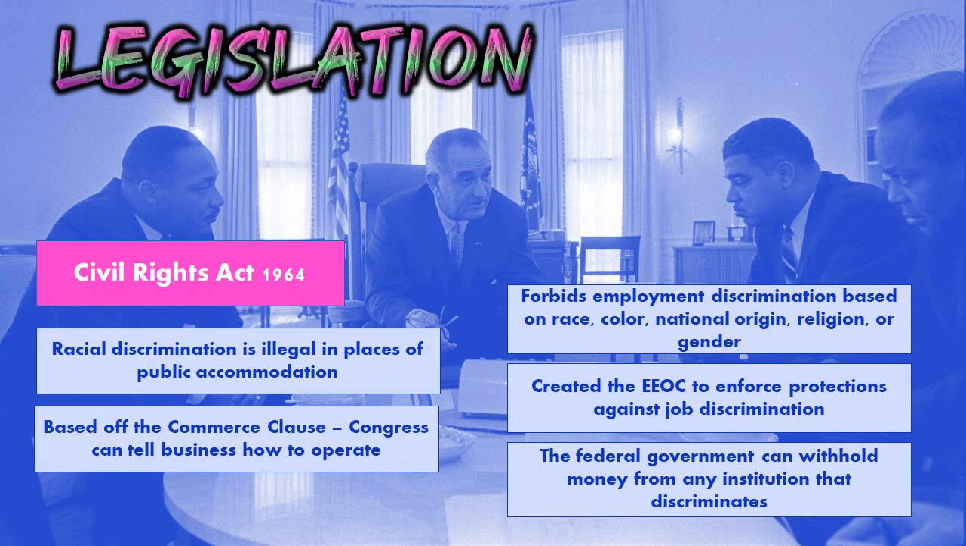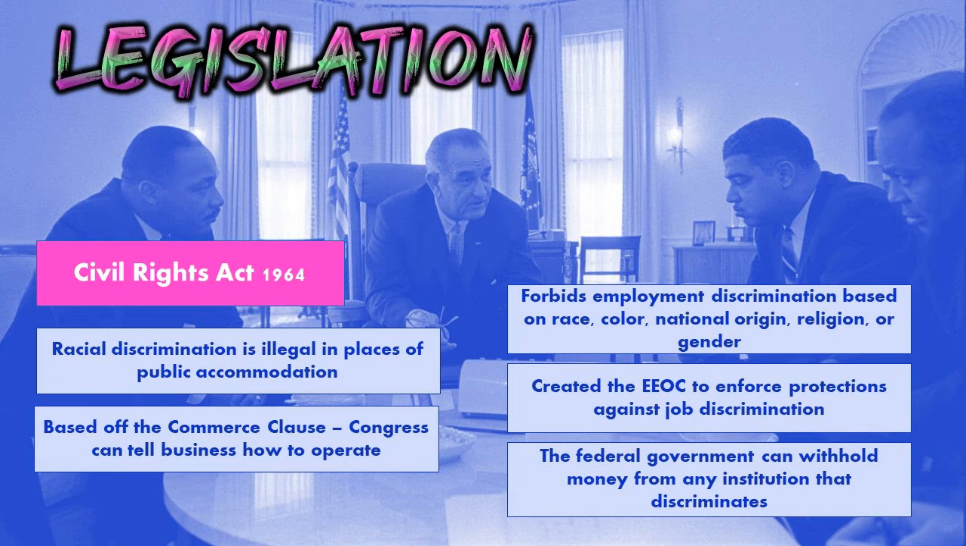So racial discrimination is illegal in any place of public accommodation, any business that is open to the public. This will forbid discrimination in employment. So you can't only hire white people or whatever, but this went beyond just race. It covered race, color, national origin, religion, gender. It created the Equal Employment Opportunity Commission to enforce these kinds of things against jobs. So it set up a new bureaucratic agency to make sure that there was not discrimination in hiring and things like that. And to enforce this, any institution that discriminates won't get any federal money.